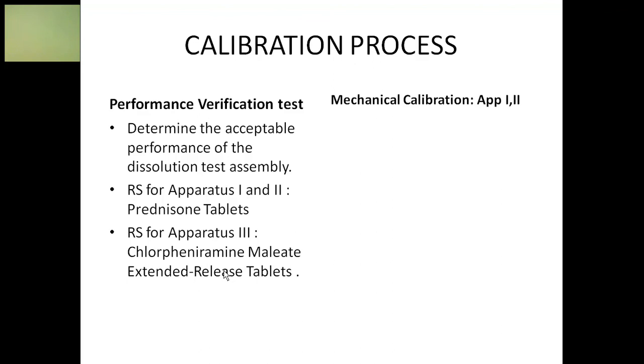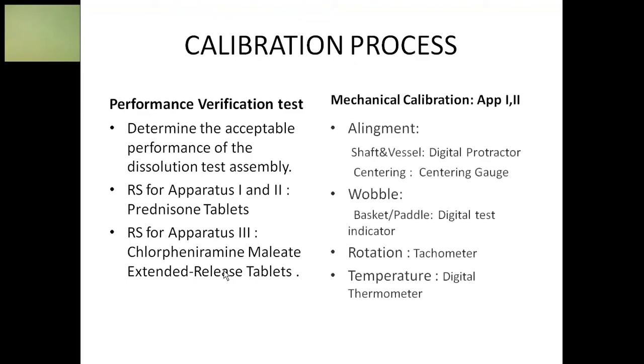Now let us go for mechanical calibration. Mechanical calibration is checking the mechanical status of the dissolution apparatus as per the requirement. There are 4 things which are generally checked. Firstly is the alignment. Alignment means whether it is erect, whether your shaft and vessels are aligned properly, and whether the paddle or your shaft, specifically the shaft which is used for basket and paddle, is centrally placed.